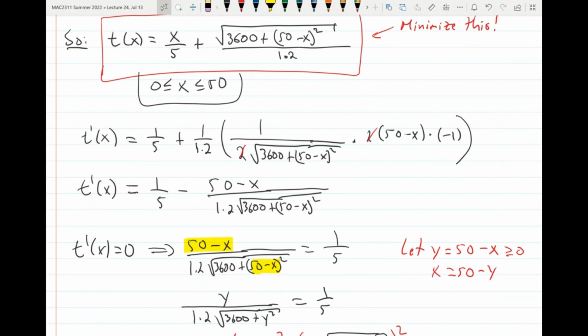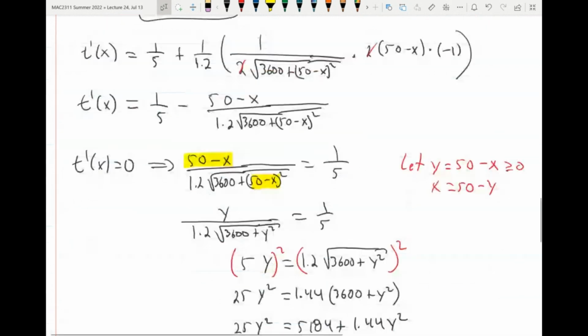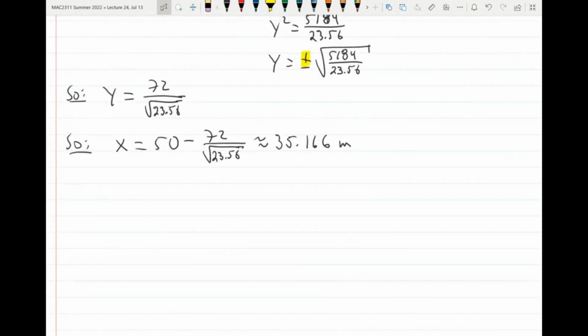Okay? So let's actually do that, because we have a closed interval, so there is no need to even use the first or second derivative test. We just plug in, because remember, endpoints are important. We don't know if it's better to go all the way to 50. Maybe that's better. Okay? So let's see.